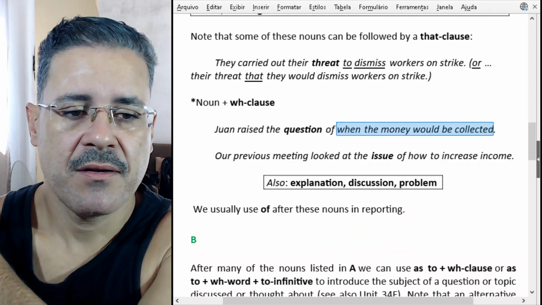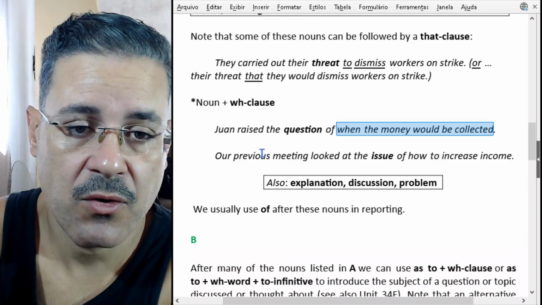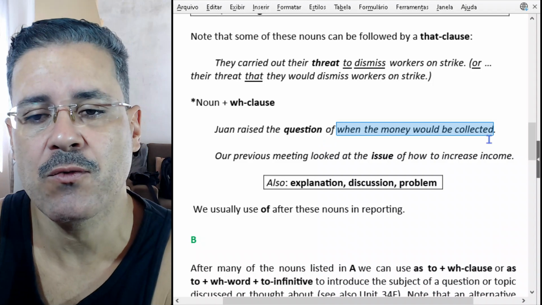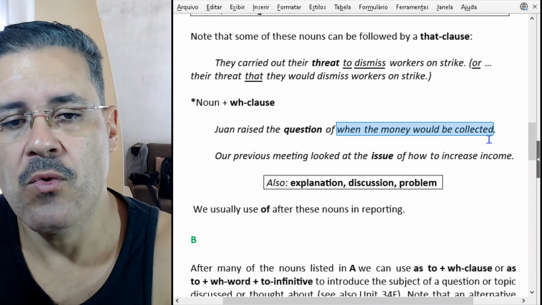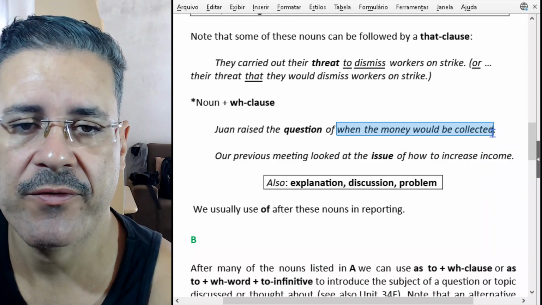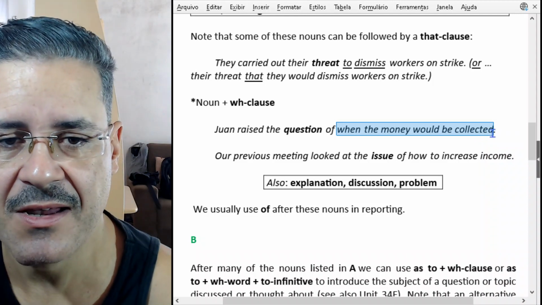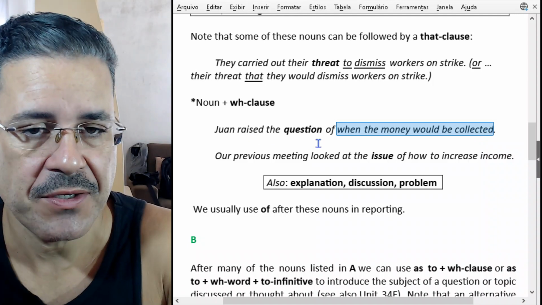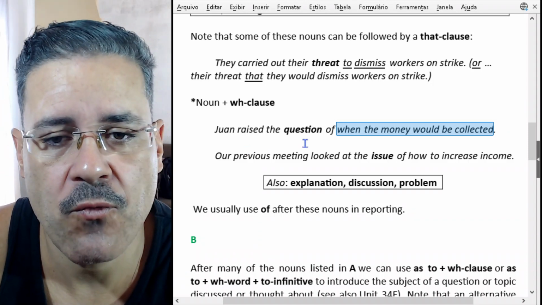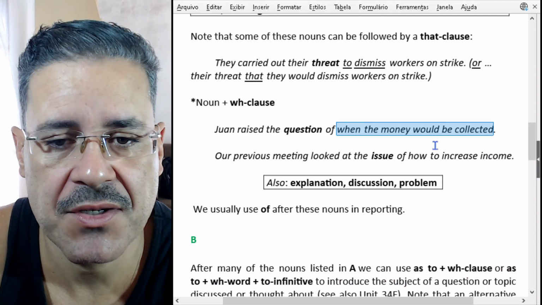One raised the question of when the money would be collected. We've got a WH clause here after the noun question. Question is a noun. One raised the question of when the money would be collected.